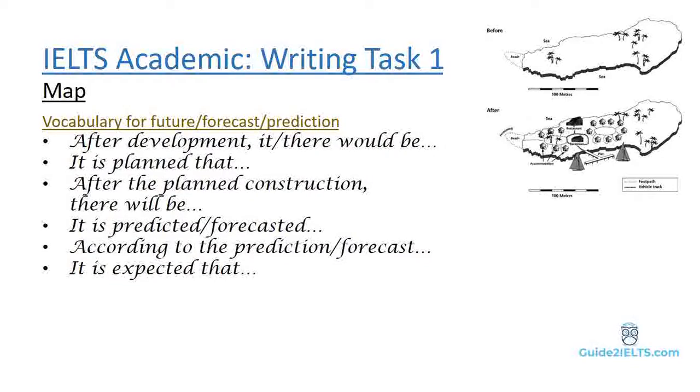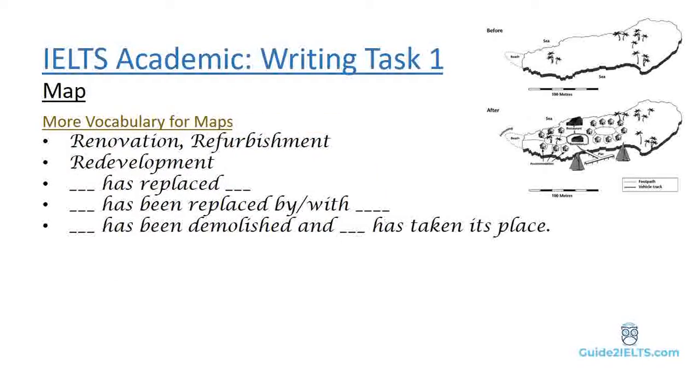Another thing is that in the writing we just did, the first map showed an undeveloped area. In case there is some construction before in the first map, which has changed or there are plans to change it, some words such as renovation or redevelopment can be used. Or that this has replaced that, or this was demolished and that has taken its place.